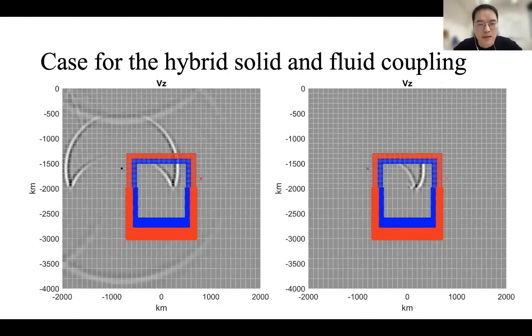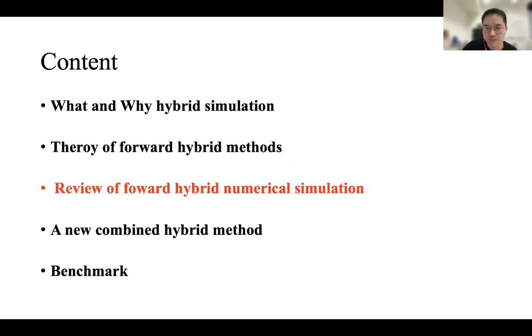And this way, we can also use it for coupling. Like this is a solid part and this is the fluid part, and this is a common boundary. If we have some anomaly just a little bit above the common boundary, we can see that there are some new phases coming. So we can use this kind of phase to do some inversion for very deep anomalies in the lowermost mantle. And then there is a review of existing forward modeling numerical simulations.